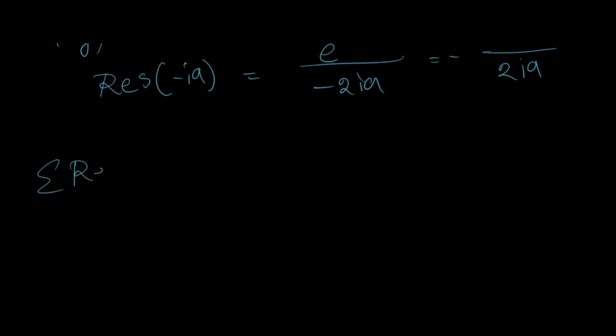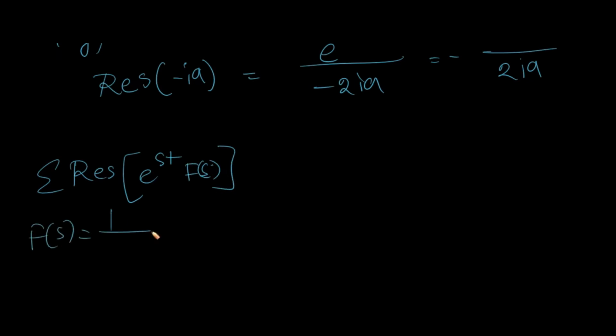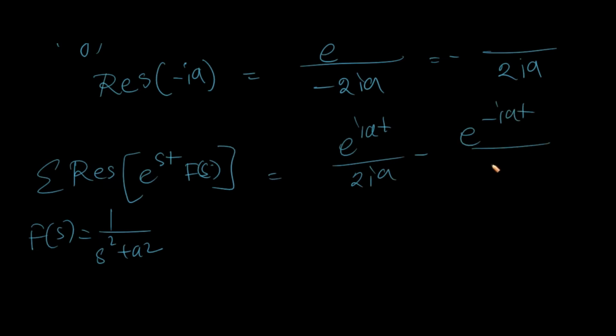So the summation over the residues of e to the power st f of s, where f of s was 1 by s squared plus a squared, is simply e to the power iat by 2ia minus e to the power negative iat by 2ia. Now you can already see this is a function of t. At this point you are done, but we can do more. What we can do is use the trigonometric identities to make the result in a more compact form.